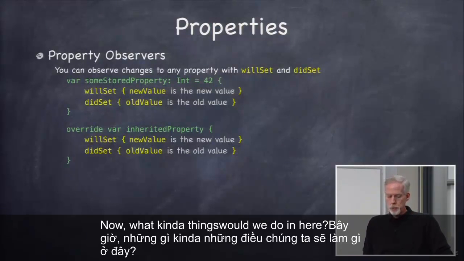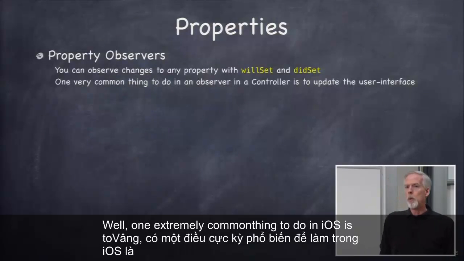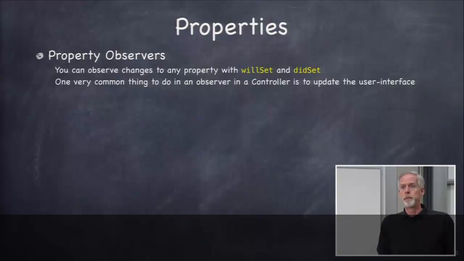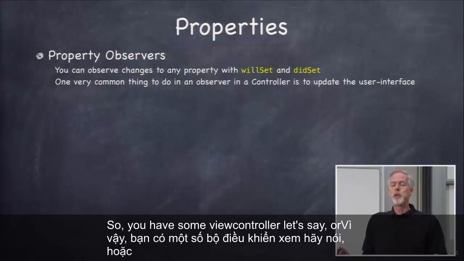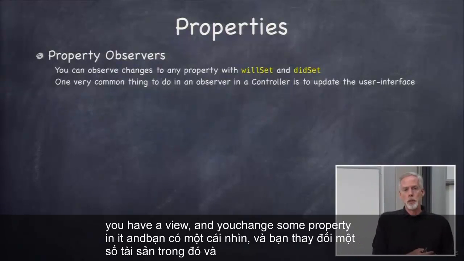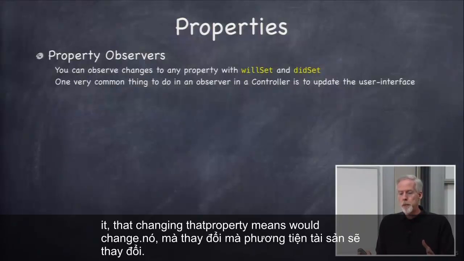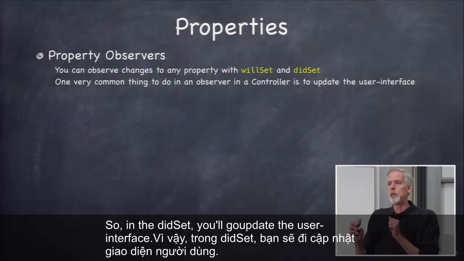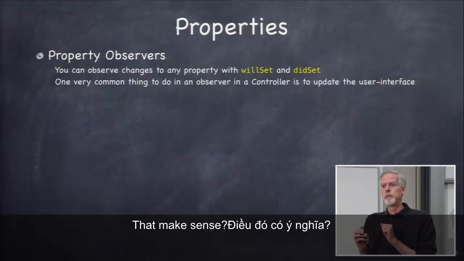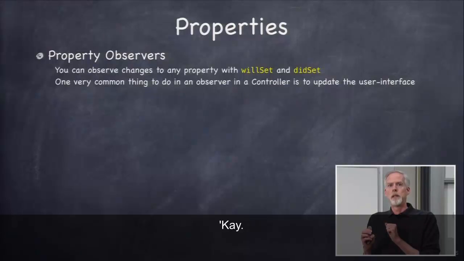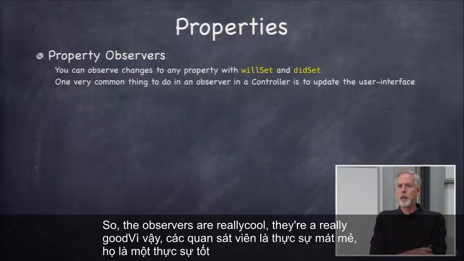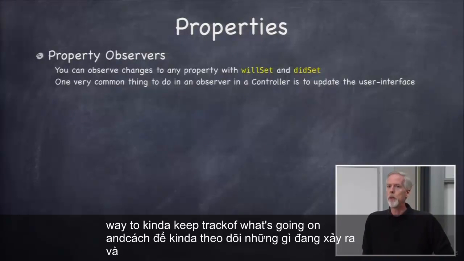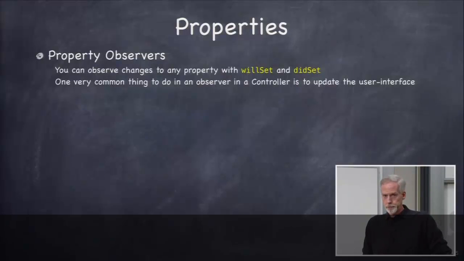Now, what kind of things would we do in here? One extremely common thing to do in iOS is to update the user interface. So you have some view controller or view, and you change some property in it, and changing that property means the UI would change. So in the didSet, you'll go update the user interface. Does that make sense? The observers are really cool. They're a really good way to keep track of what's going on and keep things in sync.